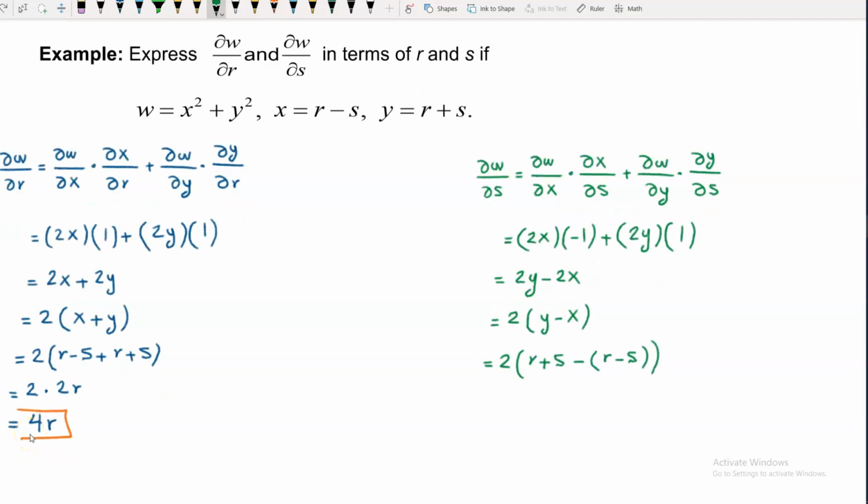So here we have 2 times r plus s minus, here we're going to multiply this negative times r, negative times negative s. Instead of x here, use r minus s. And this is equal to 2 times r plus s minus r plus s. And this is equal to, so here we have r minus r, that part is 0, and we have 2 times 2s, so this is equal to 4s.